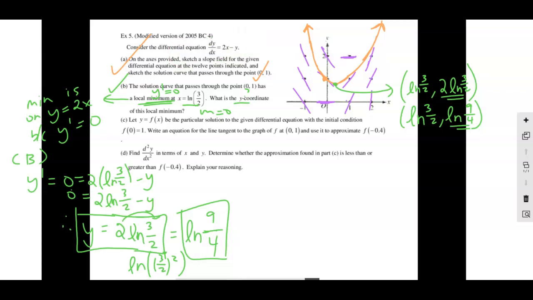Okay, so here we go. Last part, we got part D. Let's do part C. It says that y equals f be the particular solution that goes through that condition. So f is going to be my orange curve. It says write the equation for the tangent line to f at x equals 0, 1, and then use it to approximate the curve. Right, so here's my tangent line.